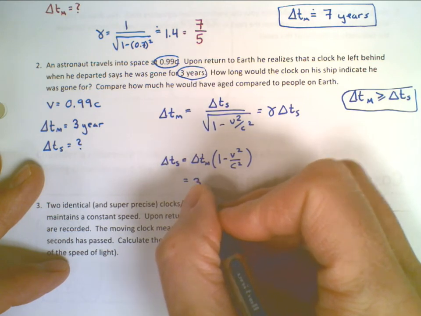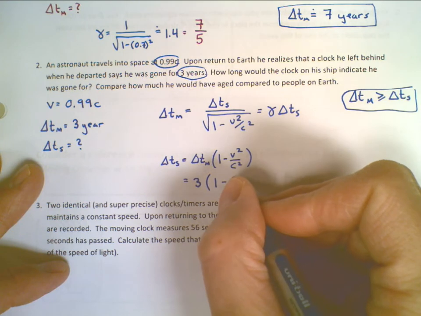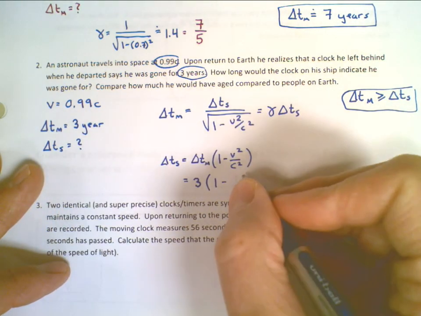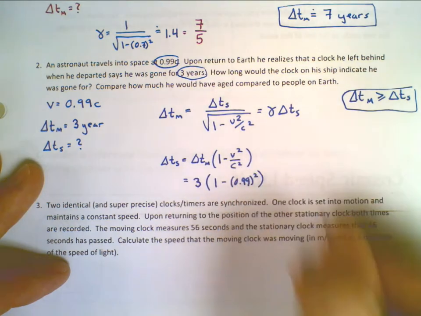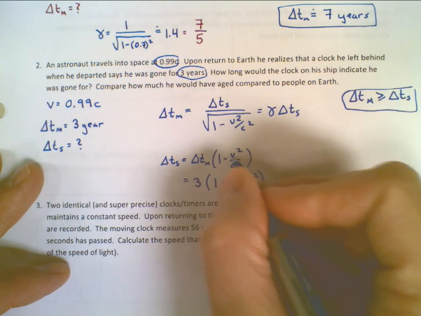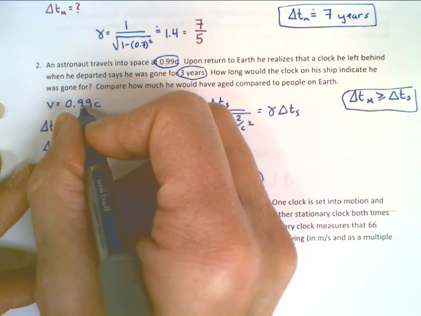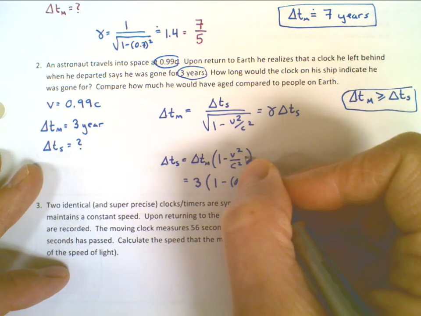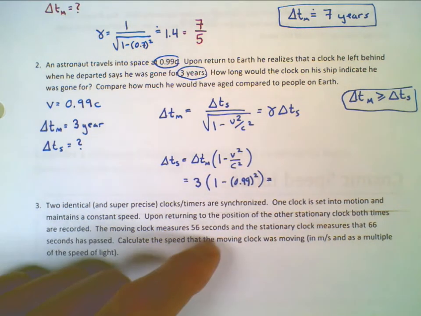So we type in 3 years, 1 minus, and again we've got it in the nice form of 0.99c, so that means the c squared and the c squared divide out. So you can write it in the simplified version like this. You don't want to convert it to 3 times 10 to the 8 times 0.99, square it, divided by 3 times 10 to the 8 squared, just to get the same result. It's extra work, and you don't need to do it.